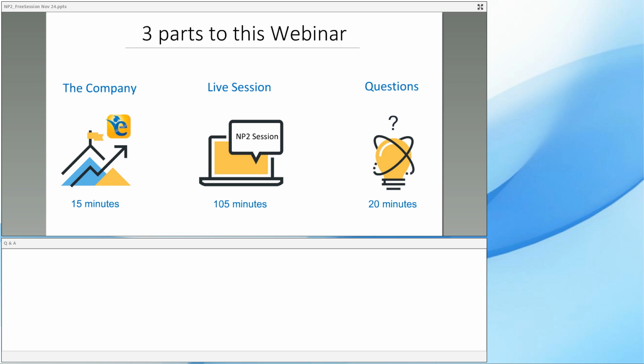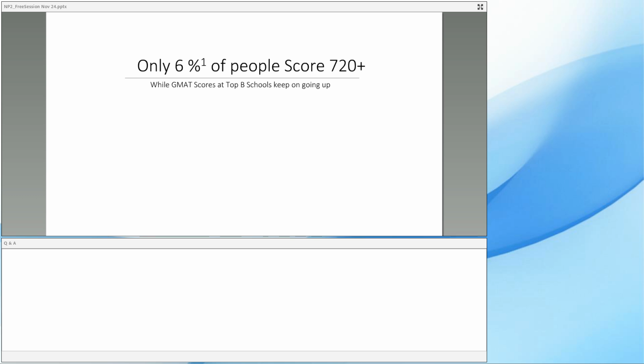What was I thinking? So I asked this question earlier: what's your target GMAT score? Upwards of 42% of you wanted to score a 730 or higher. And if you look at the people in the 710, 720 bracket, I think it's fair to say that about 55% of you aim to score 720 or higher.